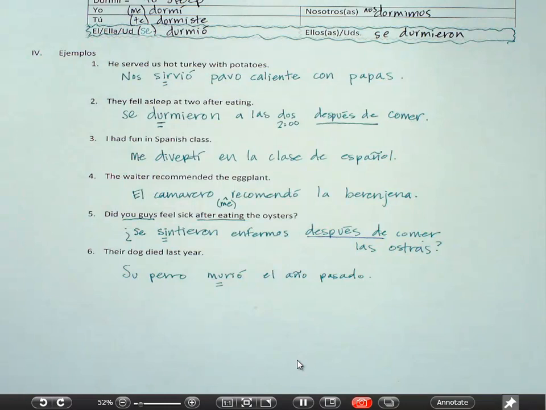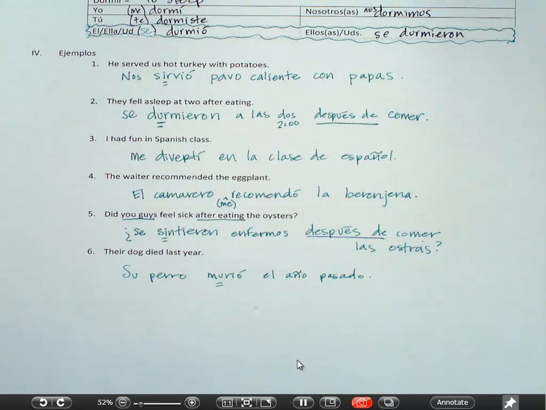And 6. Their dog died last year. Su perro murió. Su perro murió el año pasado. Their dog died the last year.